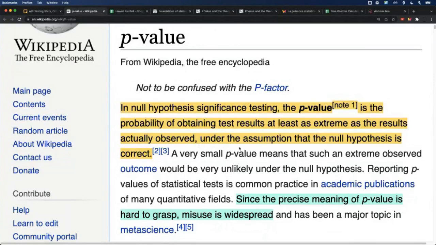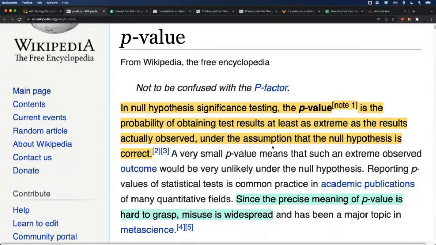So this second part: under the assumption that the null hypothesis is correct. It is already given that the null hypothesis is true. It doesn't matter whether you think it's true or not. The assumption is that the null hypothesis is true. Now, what you have observed in real life, your observed data, what is the probability of that happening under the assumption that the null hypothesis is true?